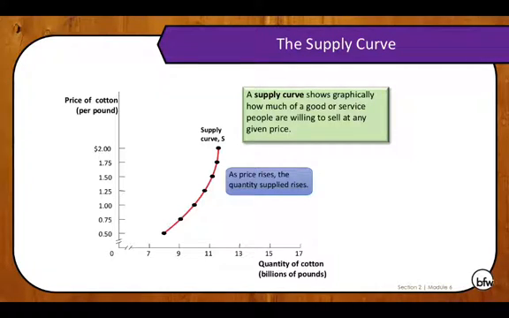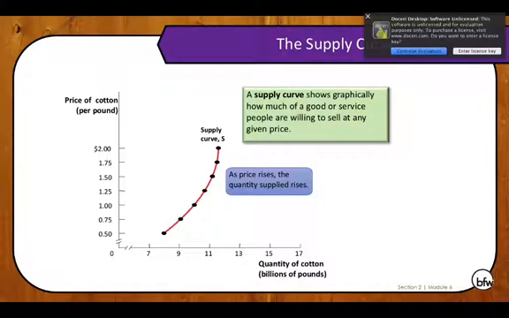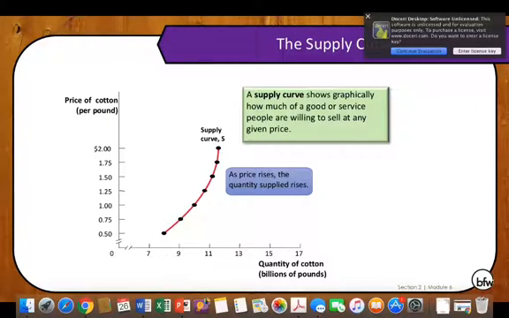Now, notice, just like with the demand curve, we always label the price of a good on the y-axis, and in this case we label it price of cotton per pound, and we always label the quantity on the x-axis, and in this case it is quantity of cotton measured in billions of pounds. So, that becomes important to know.